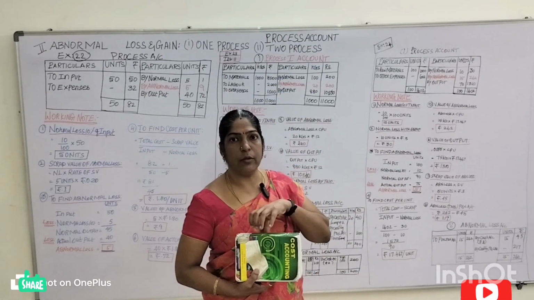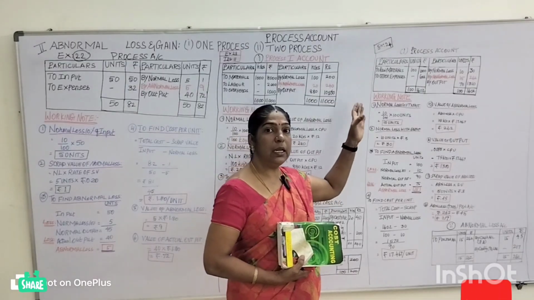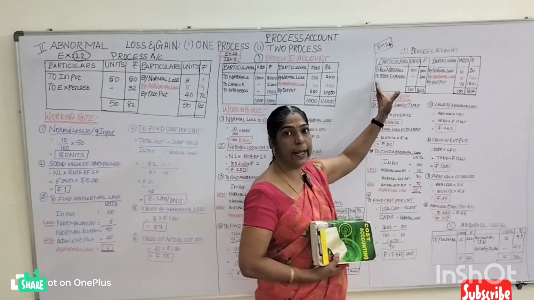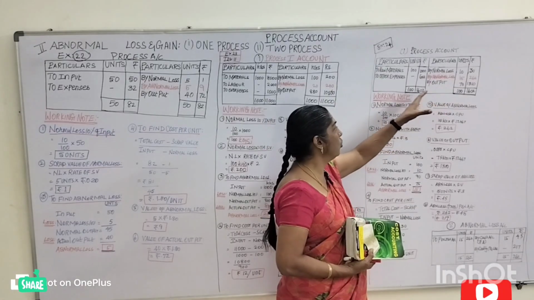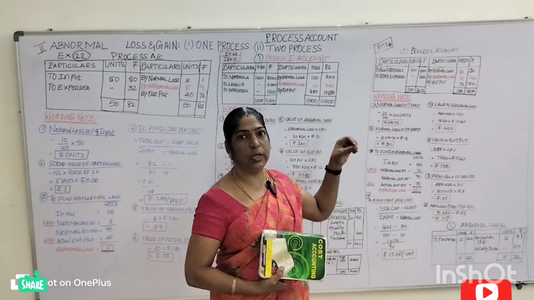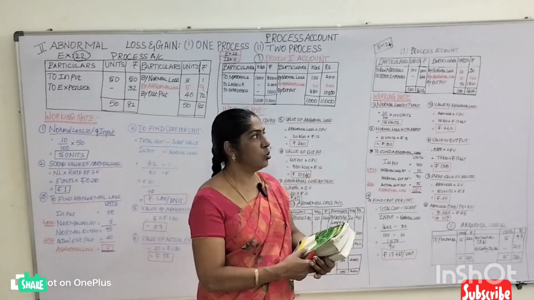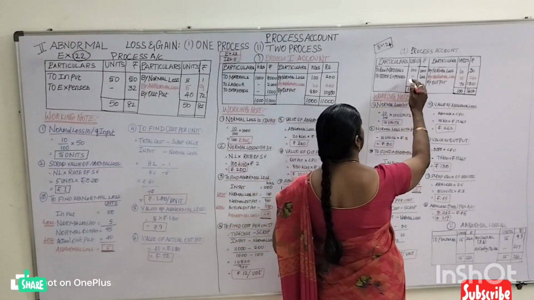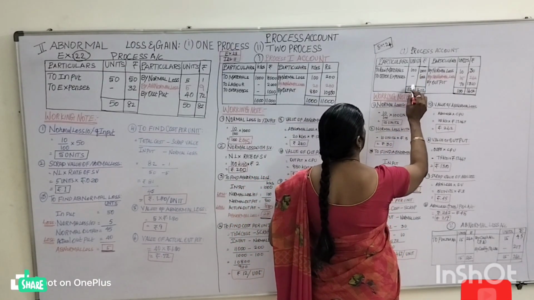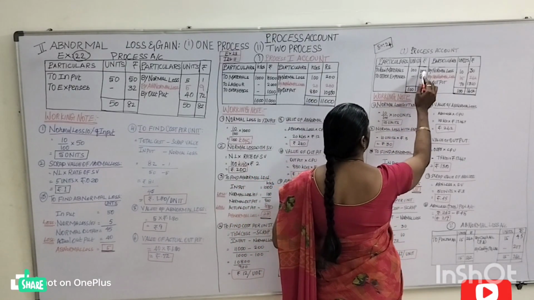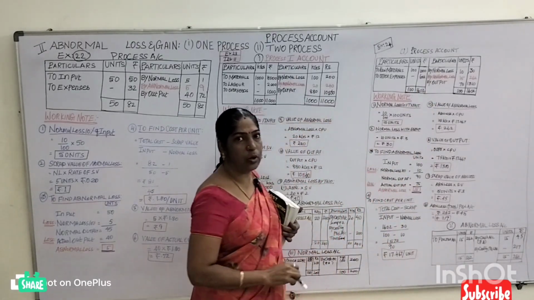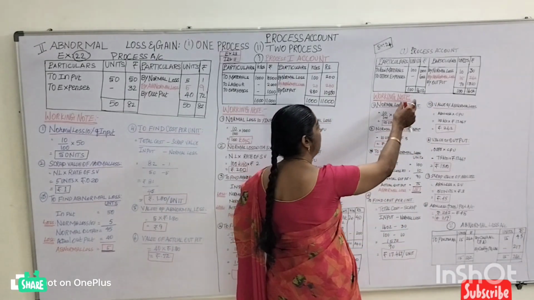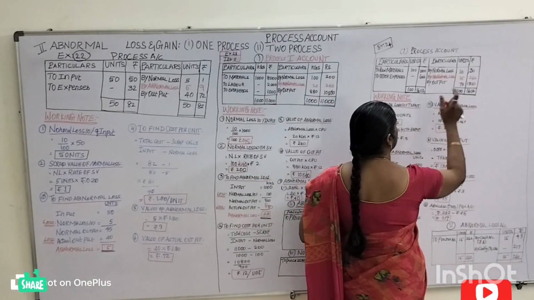These values are taken from the question and entered directly into the process account on the debit side. All the other calculations we will do through working notes. After entering the debit side, we find the total, that is 100 units input and 1602 total cost of the process account. The same value you enter on the credit side.